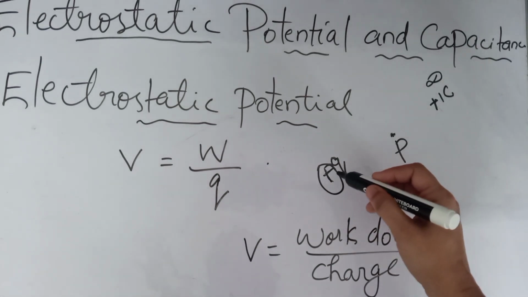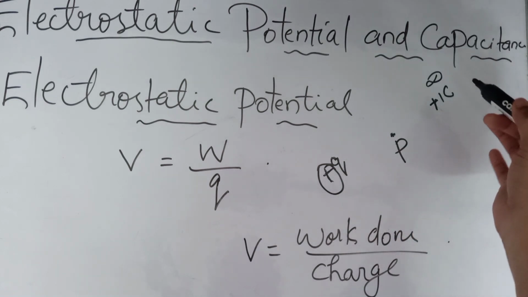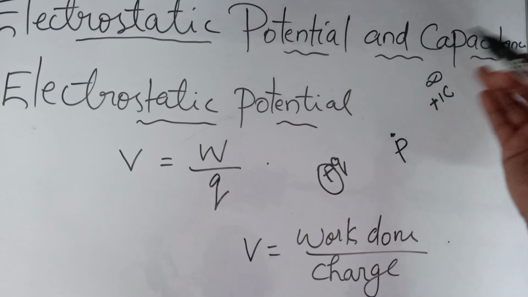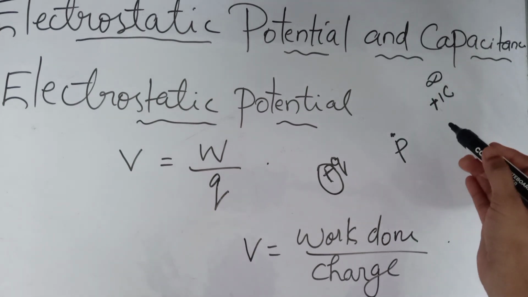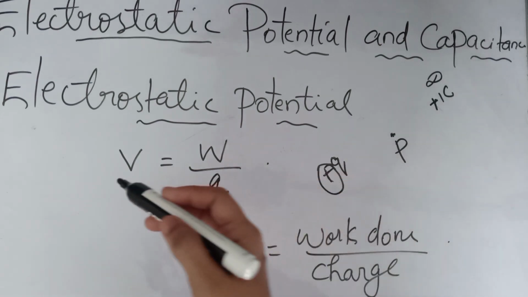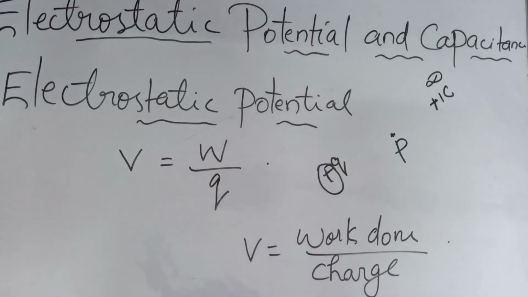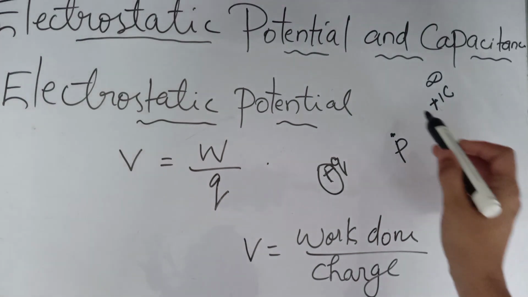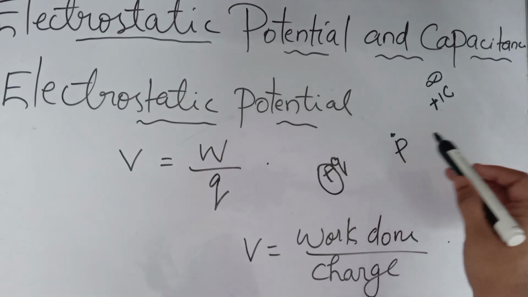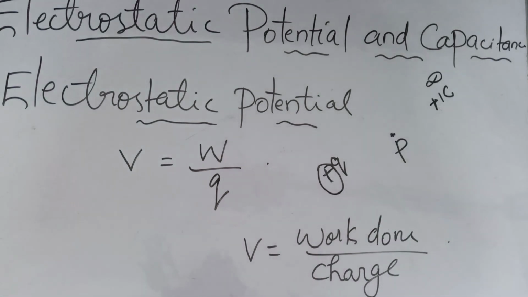So this positive charge will repel this plus 1 coulomb charge, the test charge, right? So in order to overcome that repulsion we have to do work. So that work is known as electrostatic potential. So how can we define electrostatic potential? Is it clear how to bring that unit positive charge to point P? So that work done is stored as electrostatic potential.